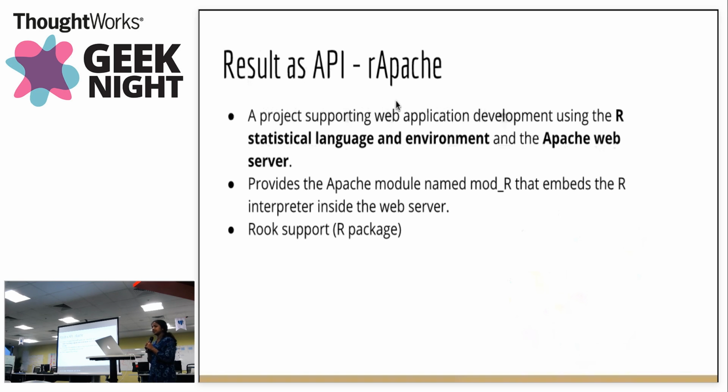Now I'll describe a little bit about RApache and Airflow, the things we had used for deployment. RApache is a project supporting web application development using R and Apache. Apache is modular, right? It has one module to take care of each different type of feature. And in RApache, we have a module called mod_R, which embeds the R interpreter on the server so that you can run R code on it. It also provides Rook support. Rook is an R package which helps you create web applications using R.